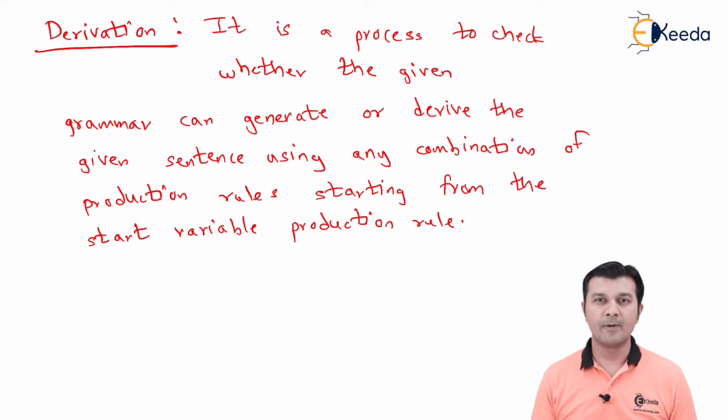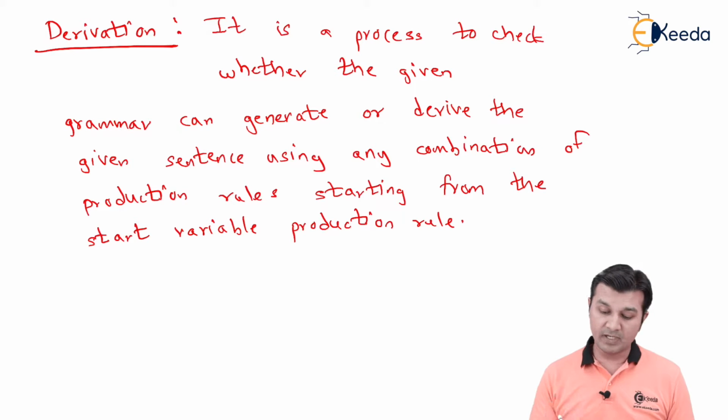landed with AABB. However, there are going to be situations where I want the output to generate a specific string. Now for it to generate a specific string, we have to make sure that the corresponding productions, the output of those, should be going in that direction such that my actual required string is going to be achieved. So that is going to be done with the help of this derivation process, and therefore we say it is a process to check whether the given grammar can generate or derive the given sentence.